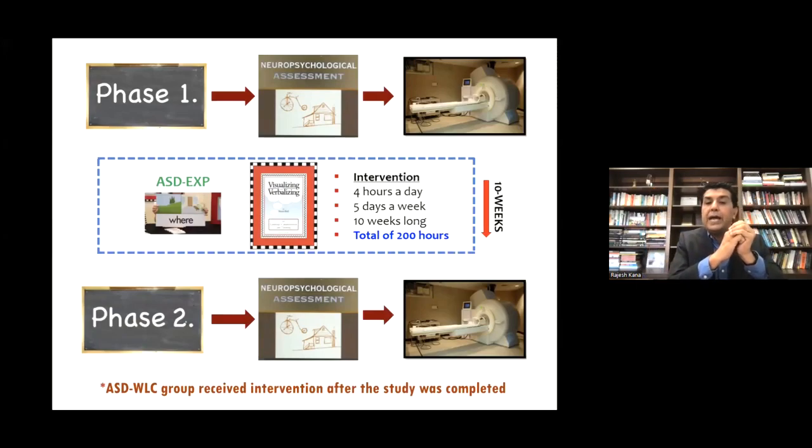We also have another set of autistic participants called the autistic waitlist control group. They will come for the testing and scanning at time point 1. They will wait it out. They won't take the intervention for 10 weeks. So they will wait until 10 weeks, come back for the second set of testing and scanning, and then they will take the intervention. And we have a control group doing the same as well.